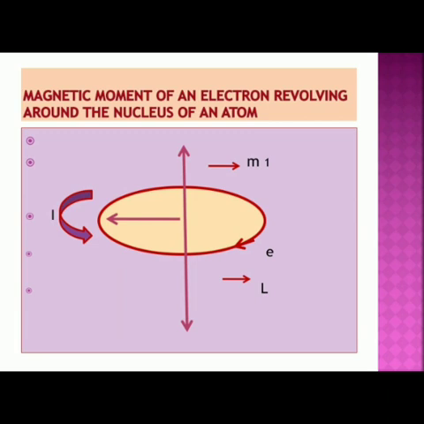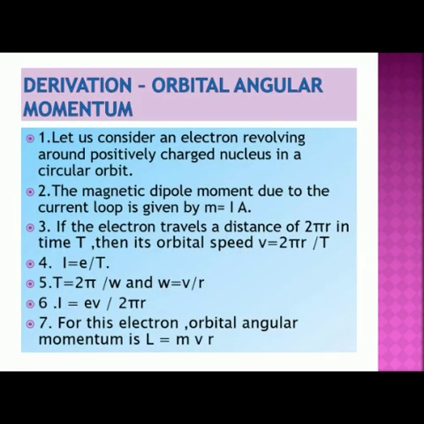The magnetic dipole moment due to the current loop is given by small m, which is equal to the product of capital I multiplied by A. Now capital I is nothing but the current and A is the area enclosed by the loop. You could see a capital L which is showing the orbital angular momentum. Now with the help of this diagram, students, we are going to derive the formula for an electron showing the orbital angular momentum. Let us move on to the derivation part of this.